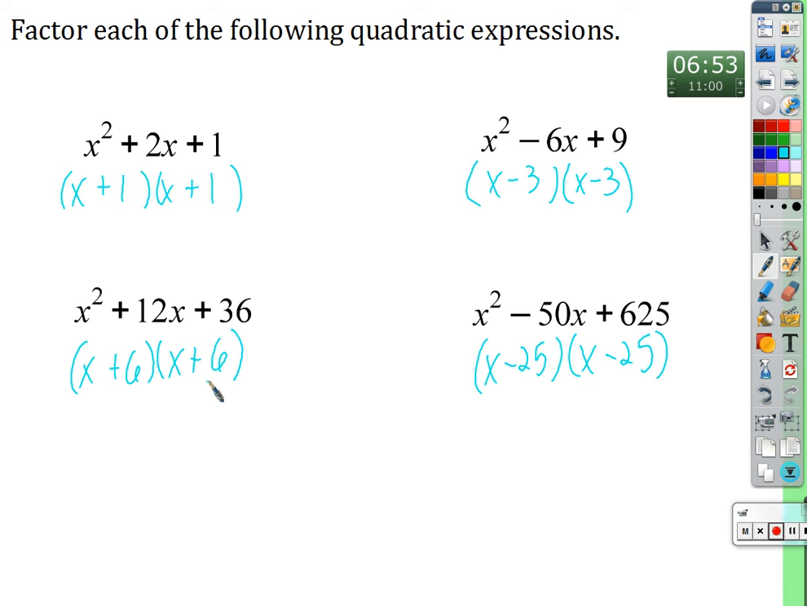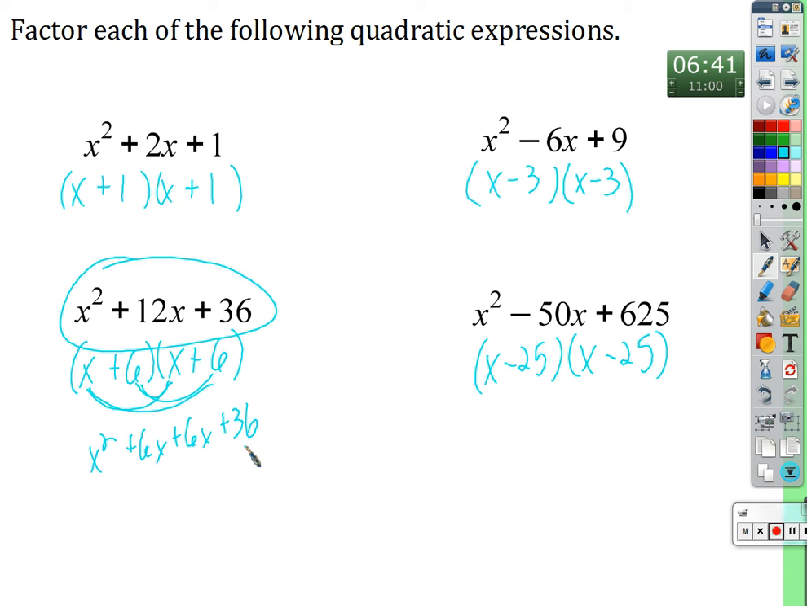If you didn't have it before, just a quick reminder. Factoring this means we're going to break it into two parentheses so that when we multiply it together, we wind up with this again. So we get x squared plus 6x plus 6x again plus 36, and these combine together to give us that 12x in the middle. I said they all have something in common. What do they all have in common? Perfect question. They are perfect squares.